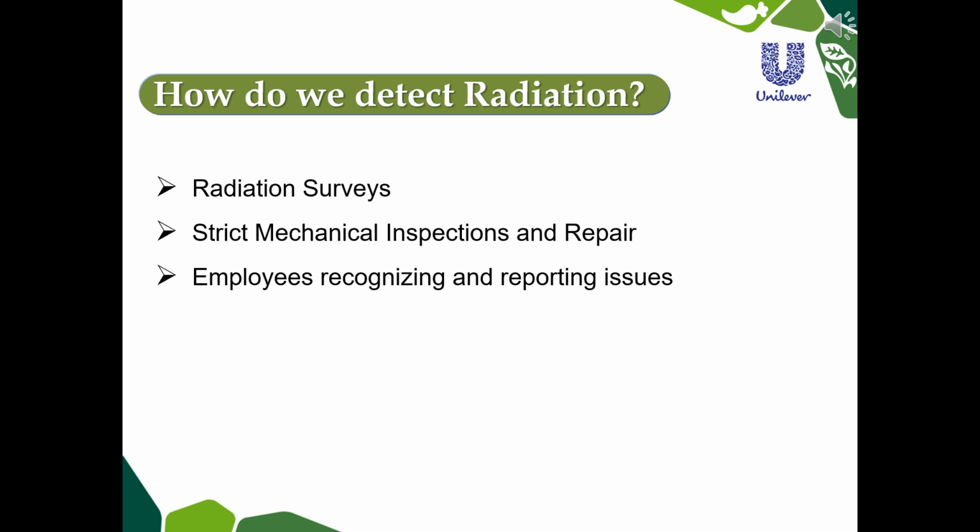There are three basic ways that we detect radiation. The first one, we do radiation surveys. Once a year, the manufacturer of the company comes in, they have specialized equipment, they do thorough testing on the machines to make sure that no X-ray is escaping from the machine. We also have strict mechanical inspections and repairs. So, as I just said a minute ago, we have to know if anything's wrong so that we can get it fixed immediately. Employees recognizing and reporting the issues is the best way that we can detect a potential radiation leak and get it fixed immediately.